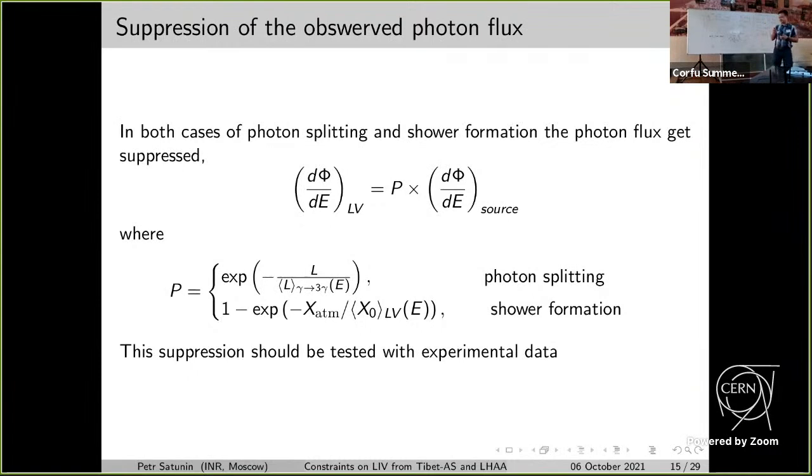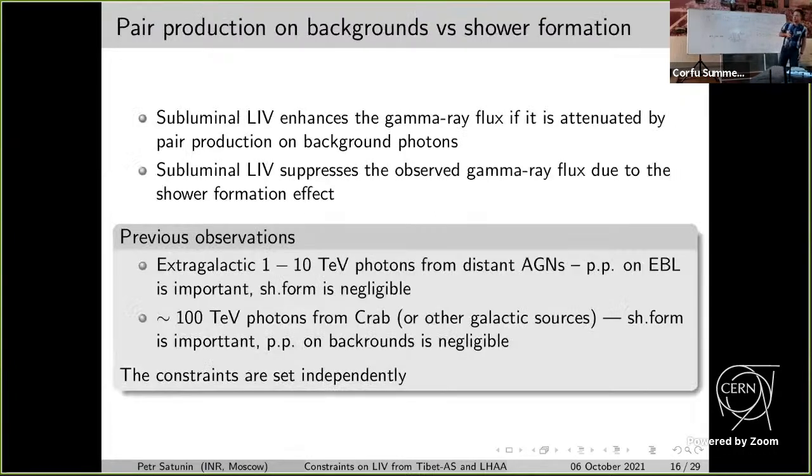I want to generalize the two different processes, photon splitting and shower formation. They are of a really different nature, but they lead to the same prediction for the experiment. The flux will be suppressed by the factor P in both cases, photon splitting and shower formation as well. Let's go back to the pair production on backgrounds.